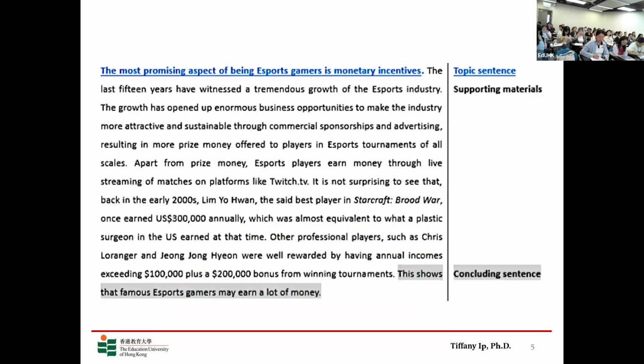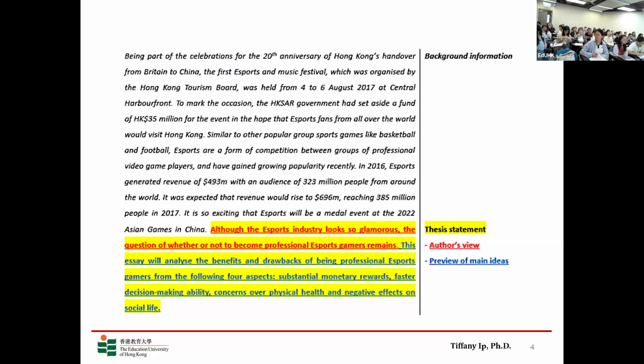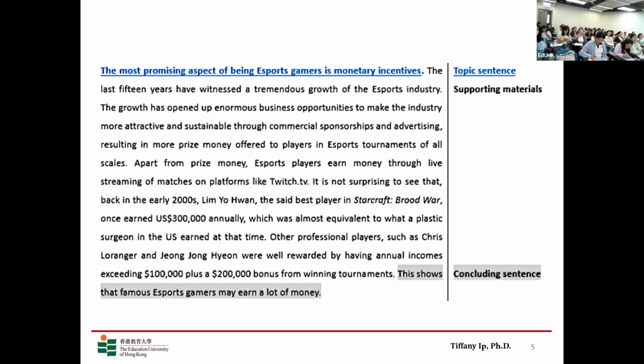And so remember, the first point is about substantial monetary rewards, right? This is the first point, meaning this is a benefit. Substantial is another good word you can learn, right? We talk about a large number, a large amount. And so substantial also means large, right? But it is an academic word. So in the topic sentence and the concluding sentence, you can find hints about money, right?